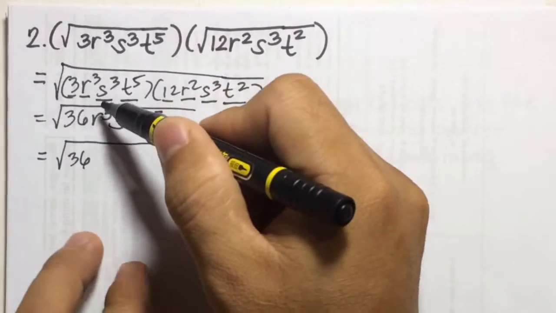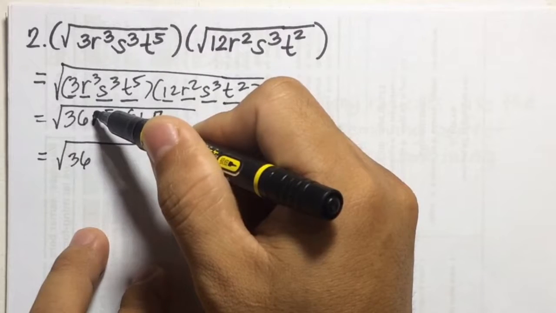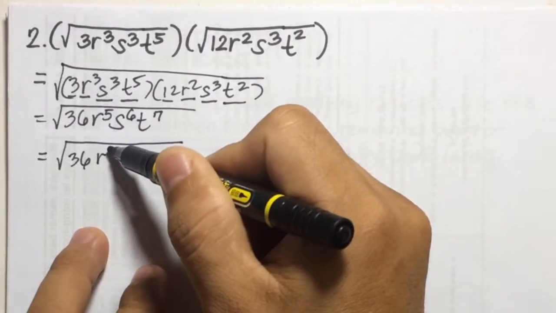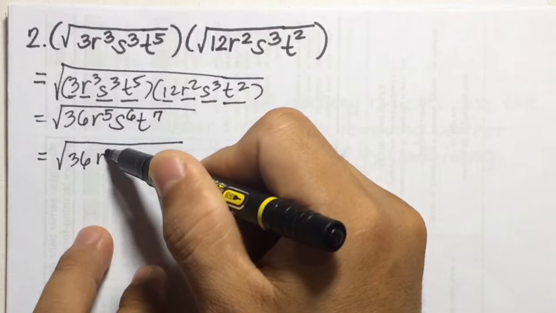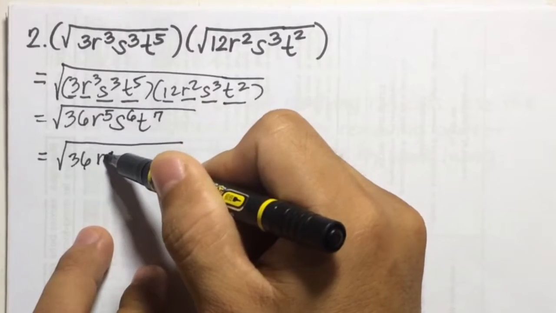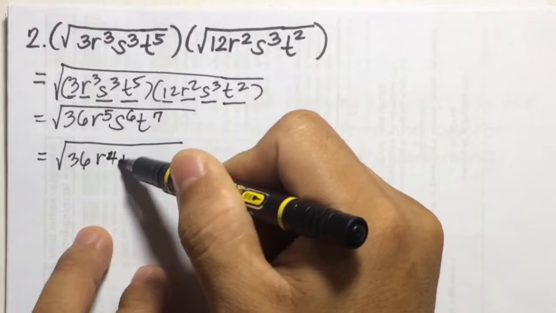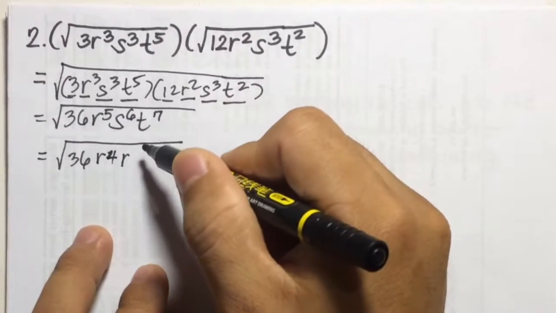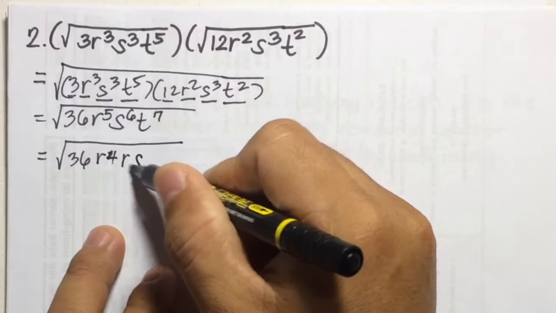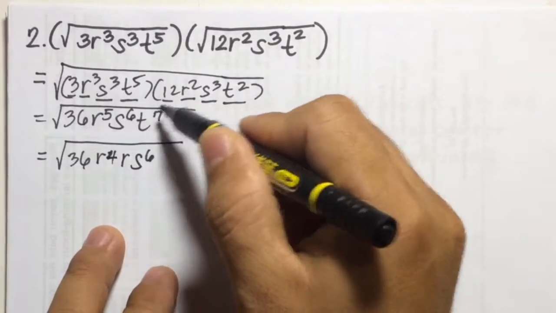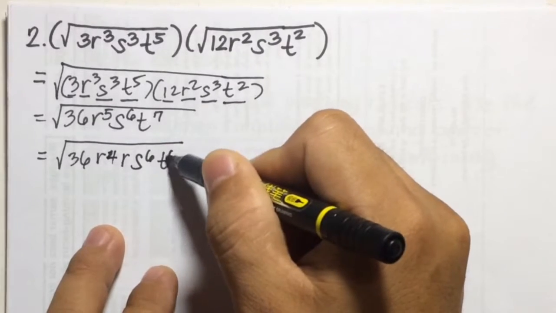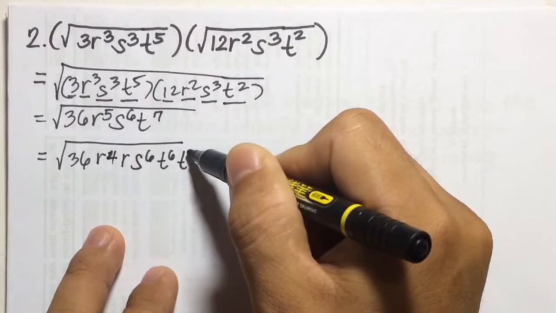Then we can express r to the power of 5 as r to the power of 4 times r to the power of 1, or r. Then s to the power of 6, same. Then t to the power of 7, we can express this one as t to the power of 6 times t to the power of 1, or t.